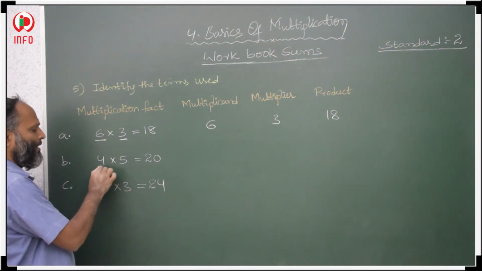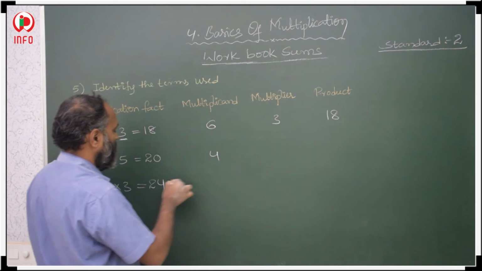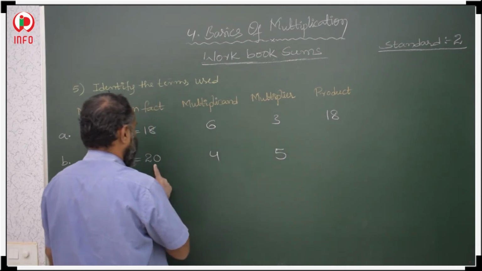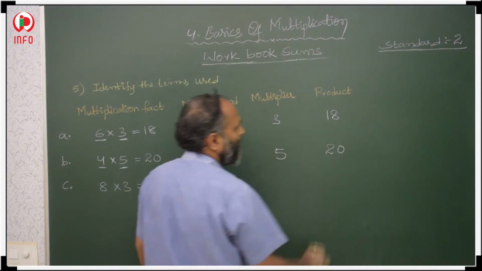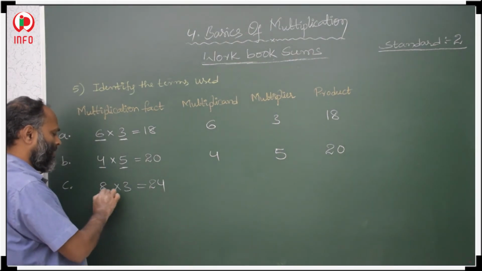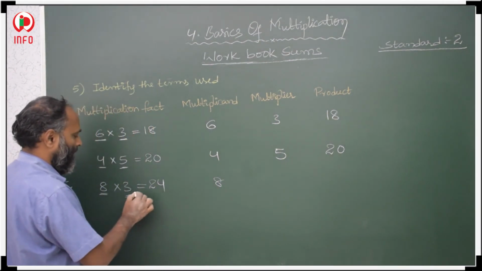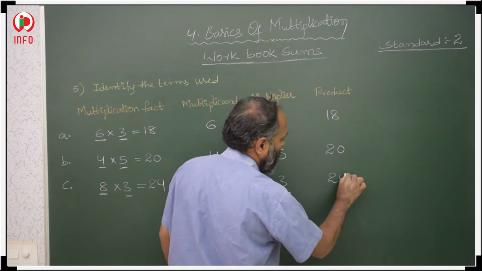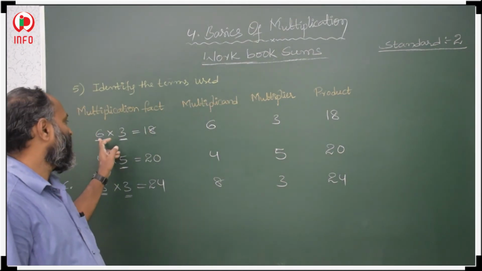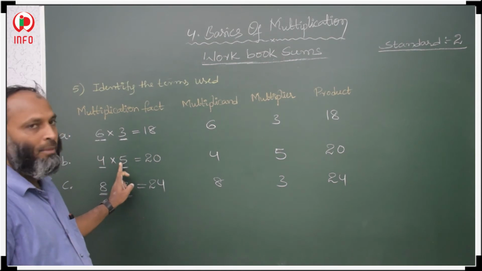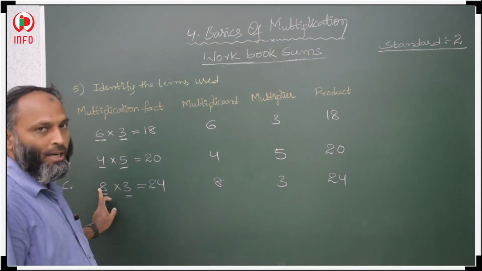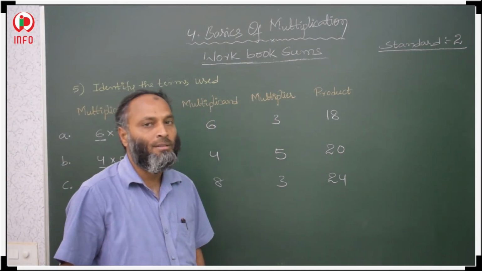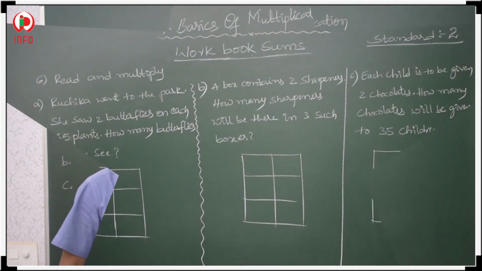In the same way, the first one is multiplicand and the second one is multiplier, and this answer is the product. In the same way, 8 is the multiplicand, 3 is the multiplier, and 24 is the product. So in this way: multiplicand, multiplier, product. And multiplicand and multiplier are also called factors. Remember this.